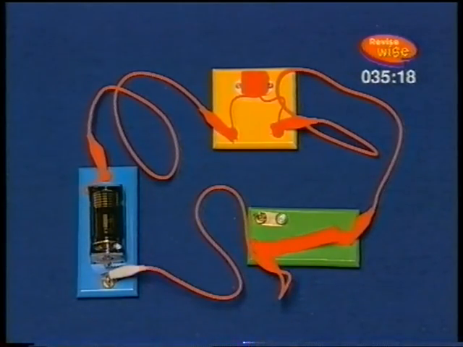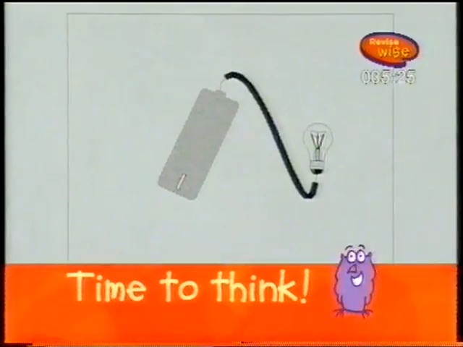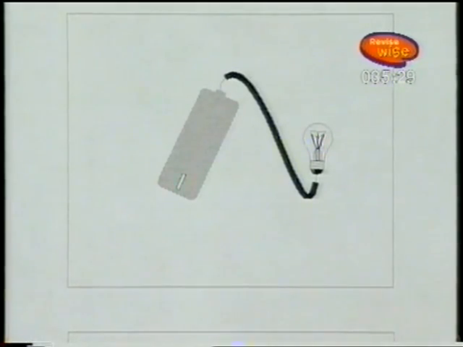Now let's look at some circuits that do not work. See if you can spot what the problems are. The bulb is not connected properly to the battery. For the current to be able to go through the bulb, we need to put another wire like this.